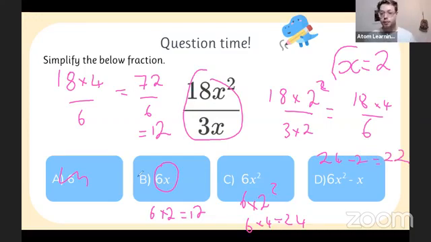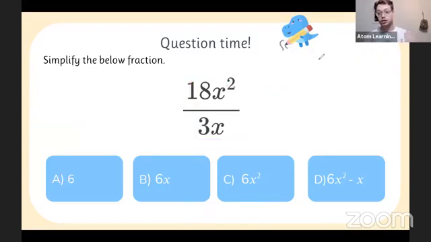So I know the answer has to be B because when x equals 2, 18x squared over 3x and 6x both give us the answer of 12. So that's quite a good exam tip if you get a question with algebra and you need to work out the answer. Substitute in a value for x and then substitute it into the answer choices.